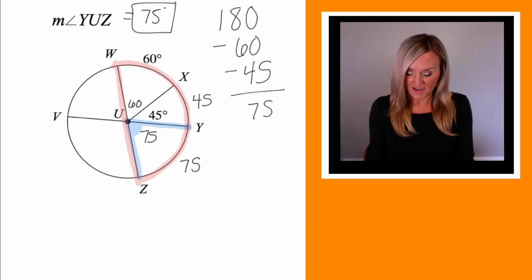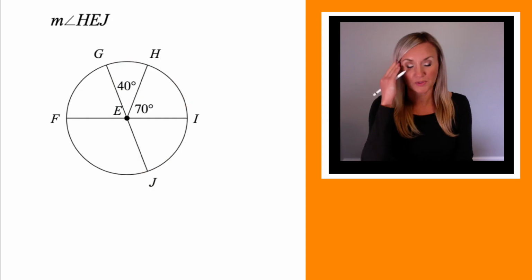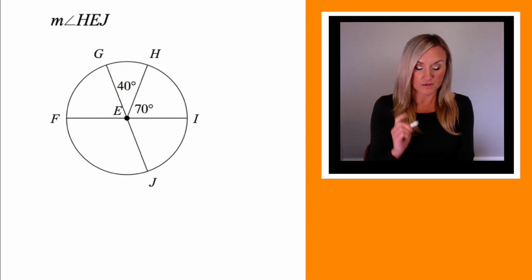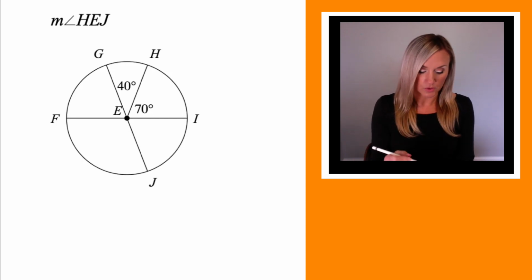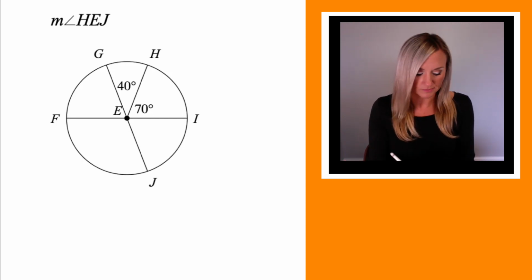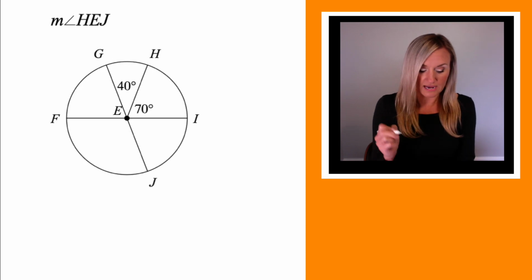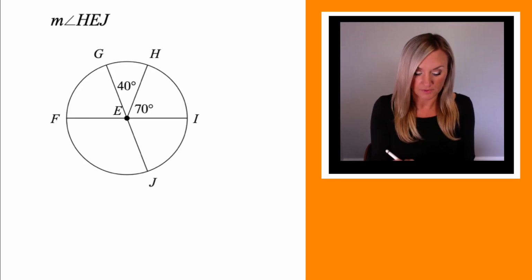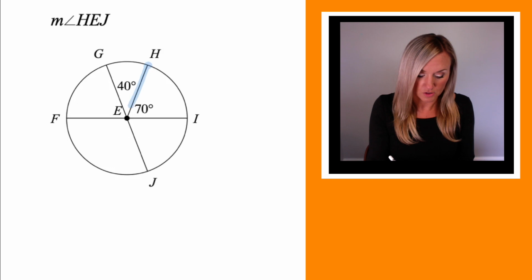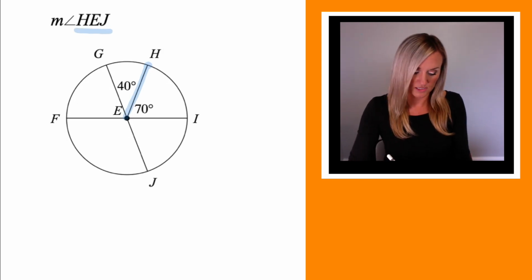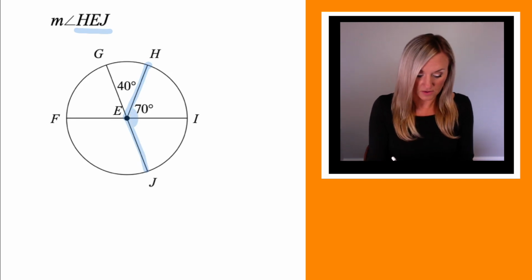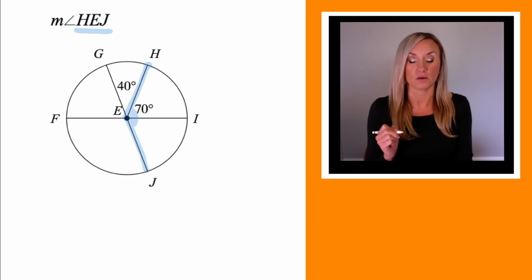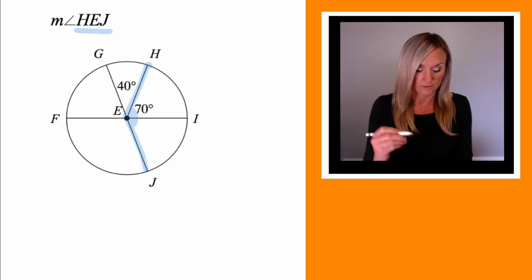All right, cool. Let's take a look at example number 2. Again, if you need to pause this video, definitely do it. Draw this out in your notes like you would in the classroom, right? Now I'm going to highlight. I'm going to start at H, highlight down to E, and then highlight to J. So that's the angle that I am looking for. That's the central angle there.